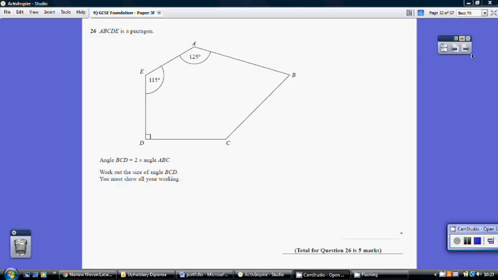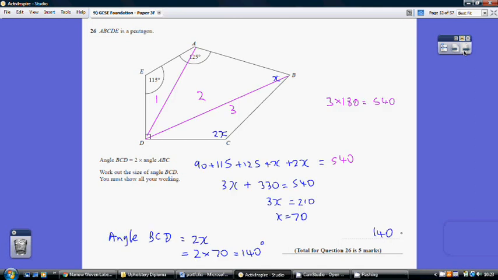Question 26. Now we're told that this angle here is twice the size of this angle here. So as always, choose to let x be the smallest of the two angles, and therefore this angle, which is twice as big, is going to be 2x. So my total angles on this pentagon are 90 plus 115 plus 125 plus x plus 2x.